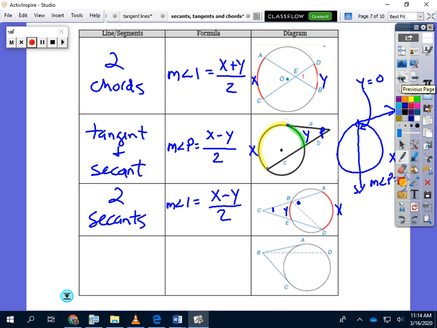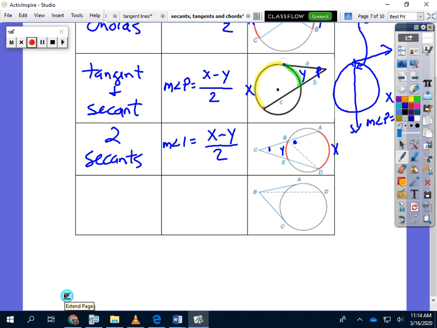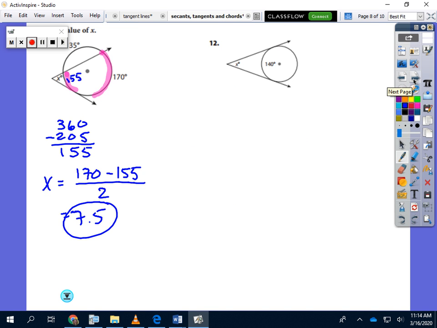Last, we have two tangents. And guess what? It's the exact same formula. Make this angle 1, this x, and this y. It's going to be x minus y over 2. Okay, so the problem we're going to do is this one.